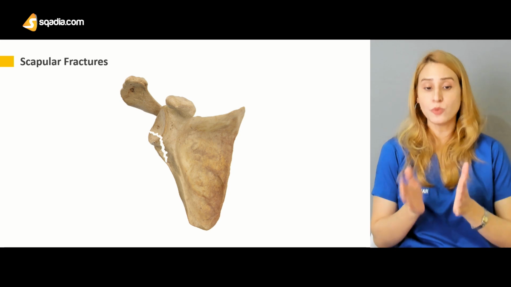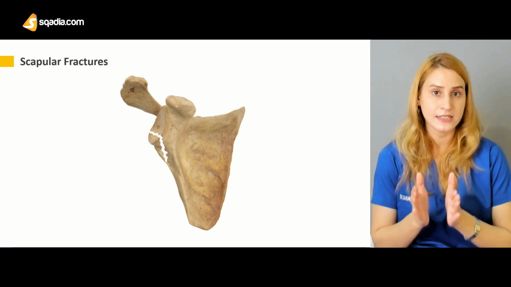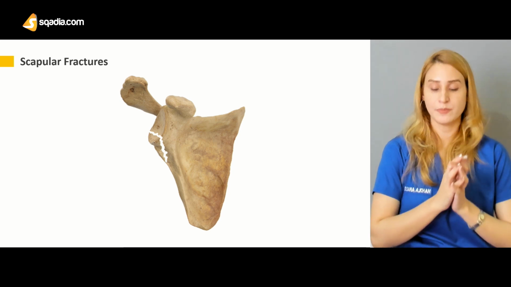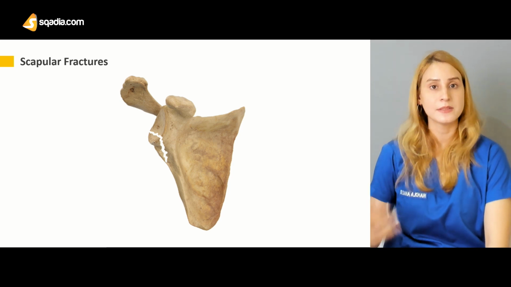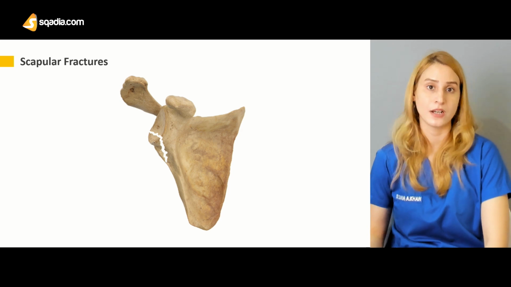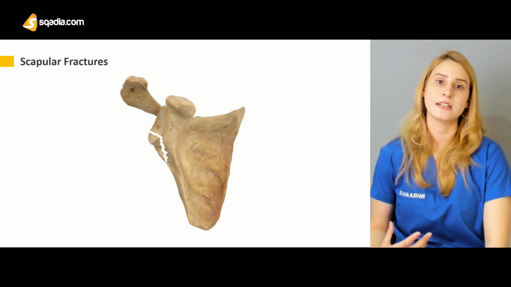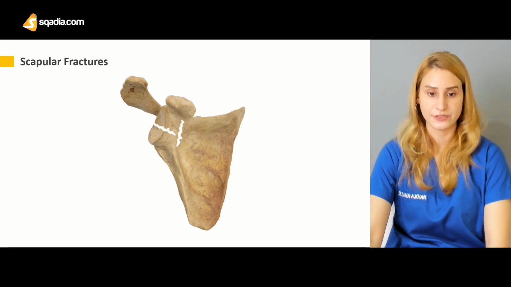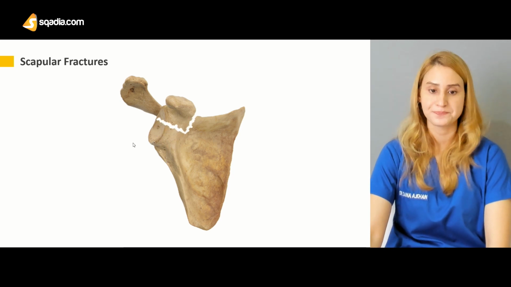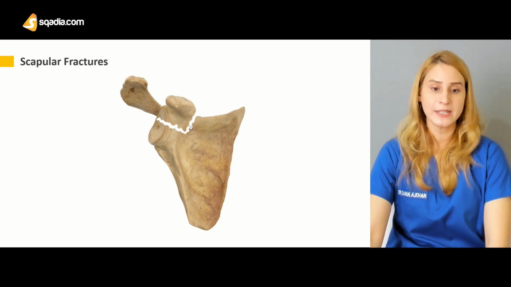So what happens is, when there is trauma to that particular part, there would be dislocation of the shoulder joint, and obviously the stability of the shoulder joint would not be maintained, and the patient would have anterior or posterior dislocation of the shoulder joint along with the scapular fractures. Then there can be a fracture starting from the glenoid cavity and extending to the suprascapular notch.